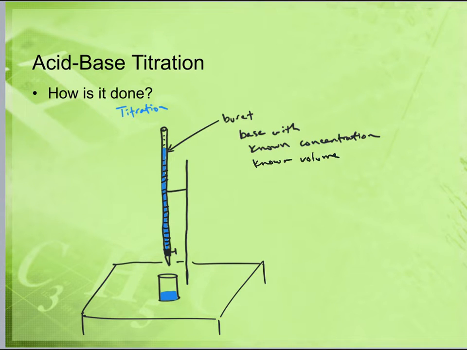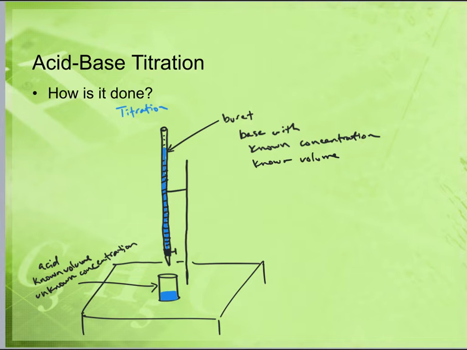All right. Underneath it, in a beaker, we will have an acid. Typically, we usually put the base in the burette and the acid is what we are testing. An acid of known volume. So you measure out a volume ahead of time, then you pour it into the beaker. But an unknown concentration. So we know its volume, we don't know its molarity. So we're testing this.